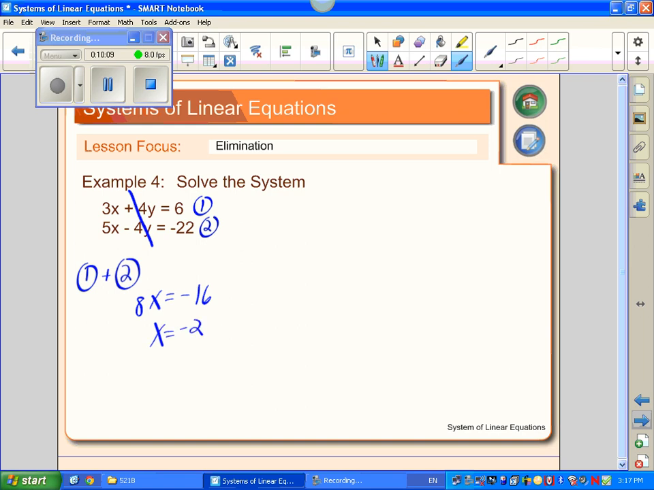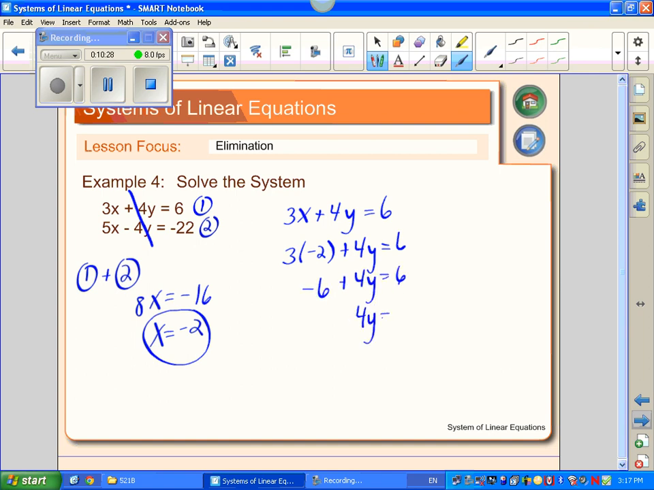Once I have that, I can substitute the x into one of the two equations. I'm going to pick number 1, and I'm picking number 1 because the numbers are smaller, so I can do the work in my head easier. So this is negative 6 plus 4y is equal to 6. 4y is equal to 12. y is equal to 3. Final answer, the point (negative 2, 3) is the point of intersection.